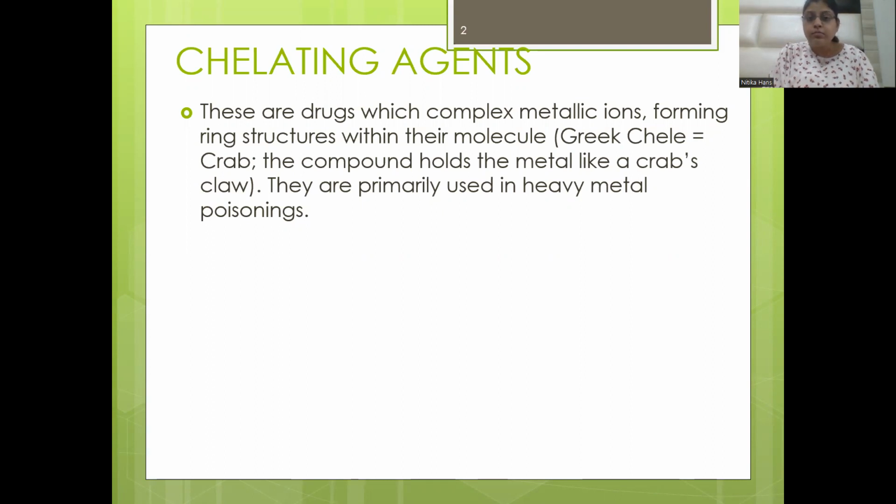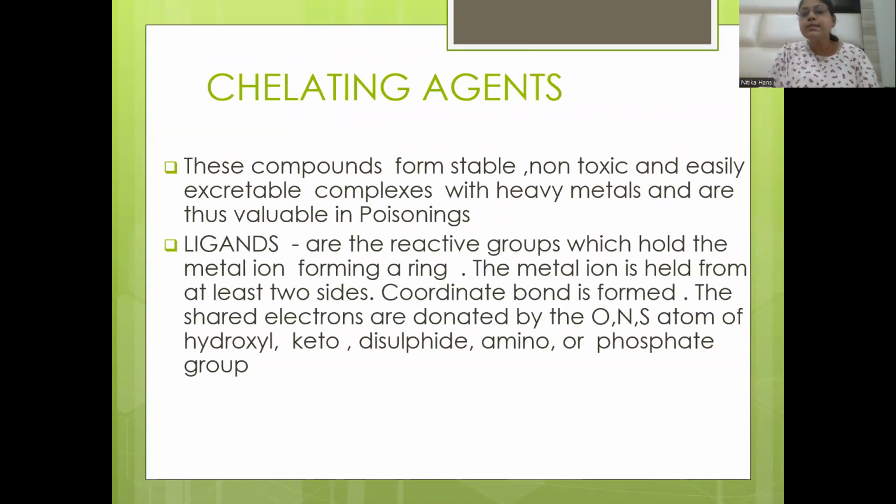These are the drugs which complex the metal ions, and they form ring structures within their molecule. That is chelation, from the crab: the compounds hold the metal like a crab's claw, and they are primarily used in heavy metal poisonings. Heavy metals like arsenic, tin, lead, bismuth, copper, gold, cadmium, iron. For all these heavy metals, we use chelating agents. These chelating agents form a ring structure with the heavy metals, a crab's claw-like structure. So these compounds form stable, non-toxic and easily excretable complexes with heavy metals, and thus they are valuable in poisonings.